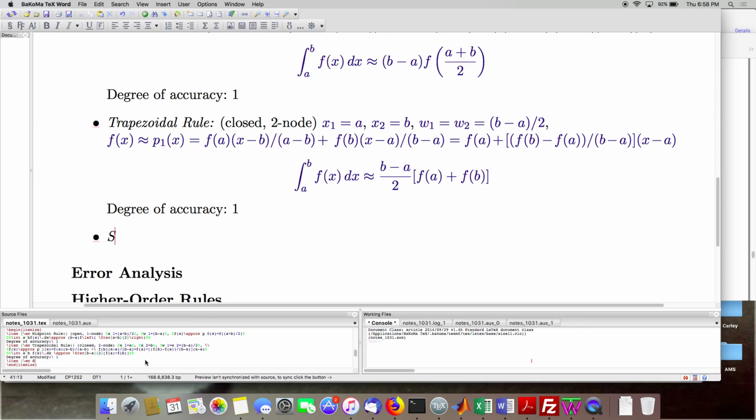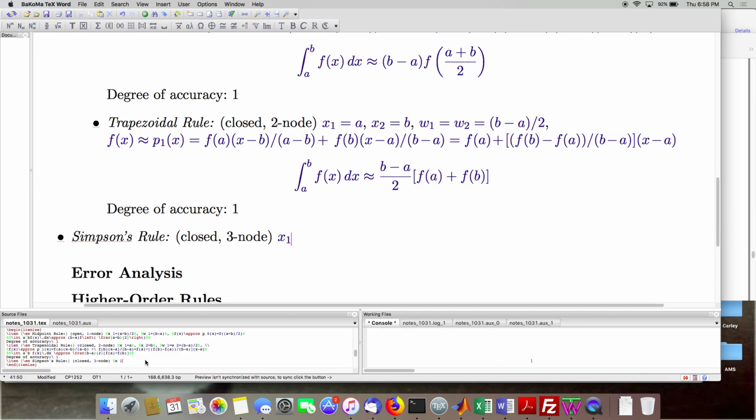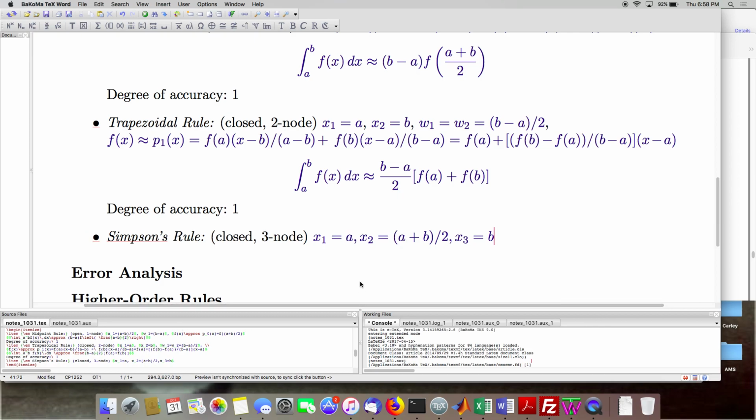This is called Simpson's rule. So this is also a closed rule, with 3 nodes. So we have x1 is a, x2 is the midpoint, and x3 is equal to b. So it's the union of the nodes from the midpoint rule and the trapezoidal rule. But it turns out the weights are unusual, to say the least.